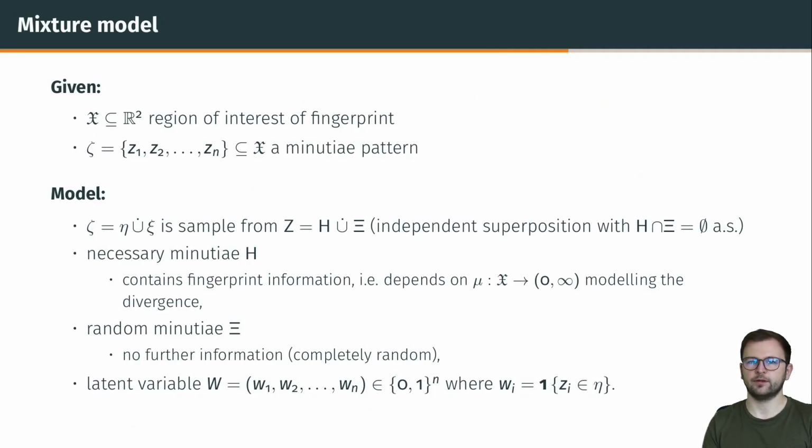So we propose here a mixture model. We assume that a minutiae pattern called zeta is actually a sample from a superposition of 2 point processes. So we have here a random setting, and these 2 point processes we call eta and psi, where eta models the necessary minutiae, and this contains fingerprint information by the minutiae intensity from the previous slide. And on the other hand, we have the random minutiae, which we do not equip with any further information because we don't have any. And last but not least, we have the latent variable W, which indicates whether a certain minutiae is either necessary or random.